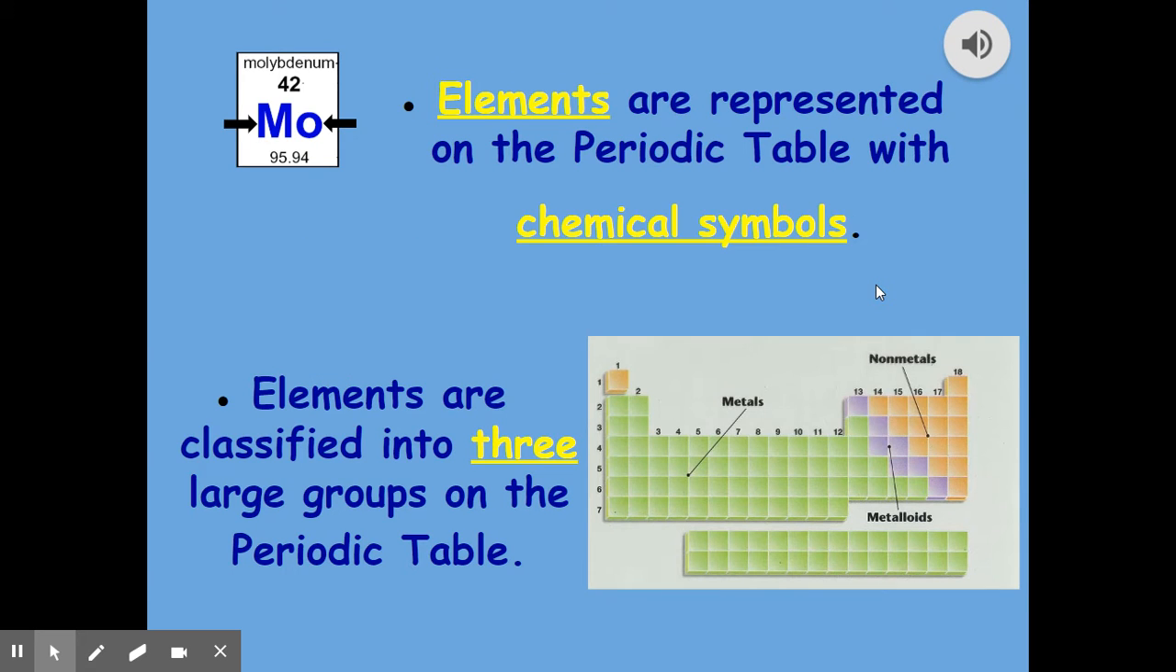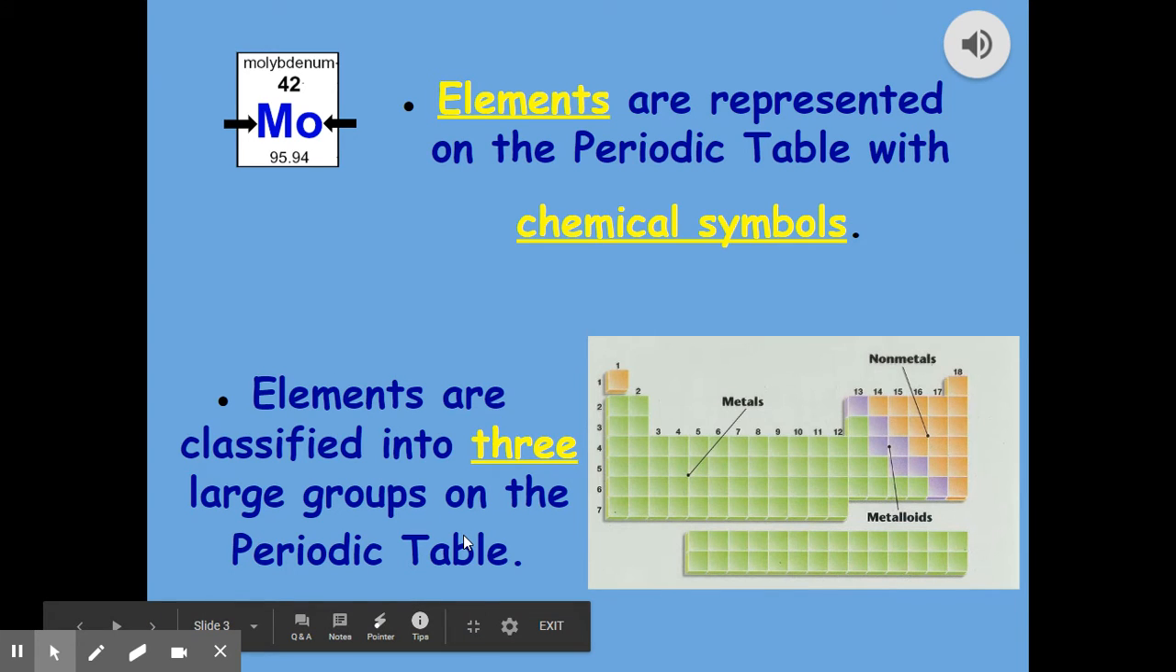So elements are represented on the periodic table with chemical symbols. And as you see here in this picture, you have a chemical symbol: capital M, lowercase o. Elements are also classified into three large groups on the periodic table. You can see here in the periodic table, you have the metals that are green, the nonmetals, which is orange, and the metalloids along the zigzag line, which are purple.